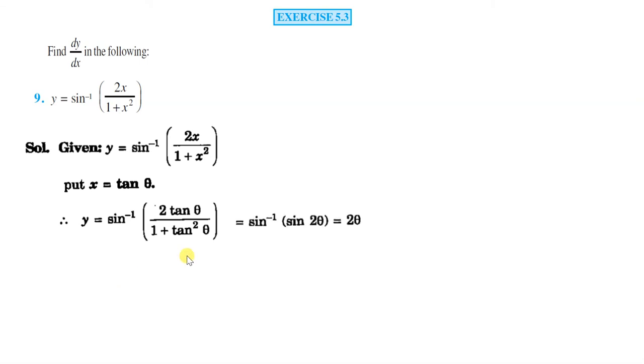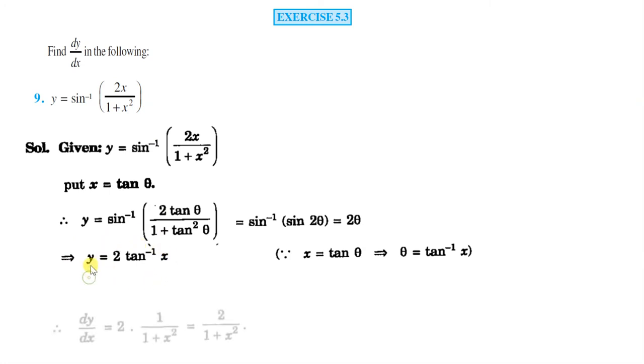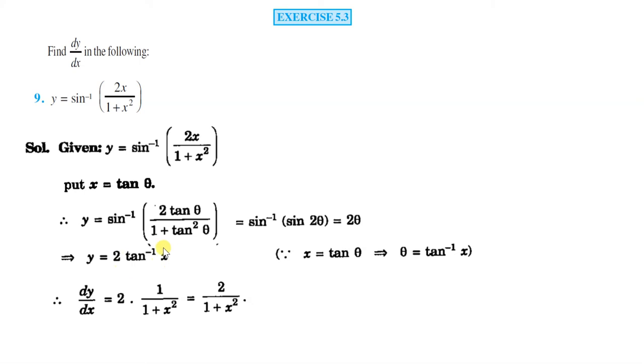So we can replace it by sine 2 theta, and then it becomes 2 theta. And from here, theta is equal to tan inverse x. So we can write y is equal to 2 tan inverse x. Now we can differentiate it, because now we have simplified the right hand side. We can differentiate it with respect to x. So dy by dx equal to 2 times the derivative of tan inverse x, and we have just found that it is 1 upon 1 plus x square.